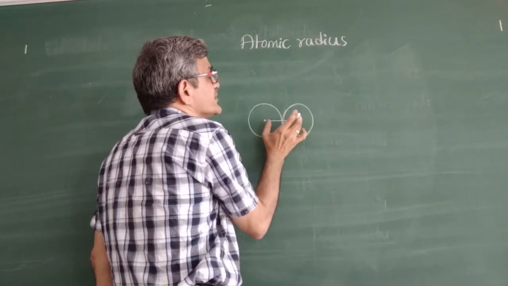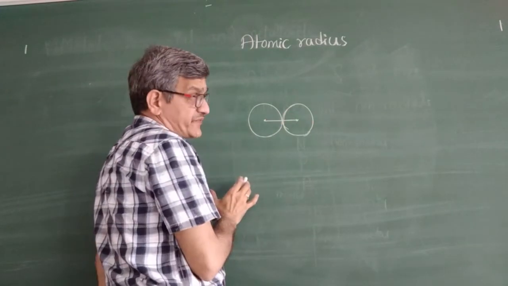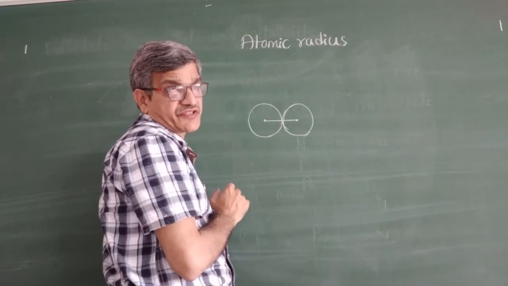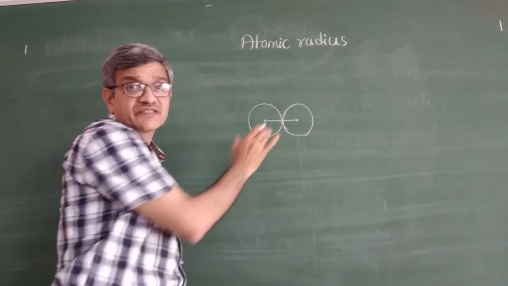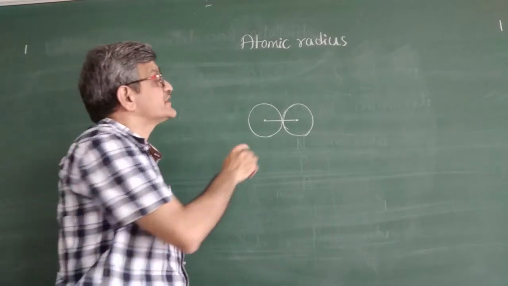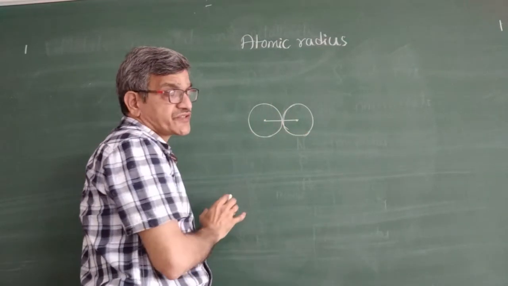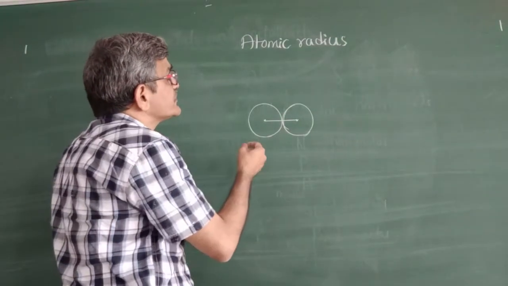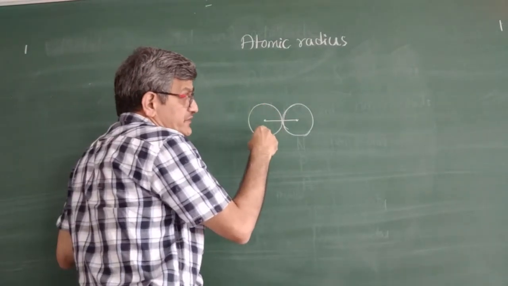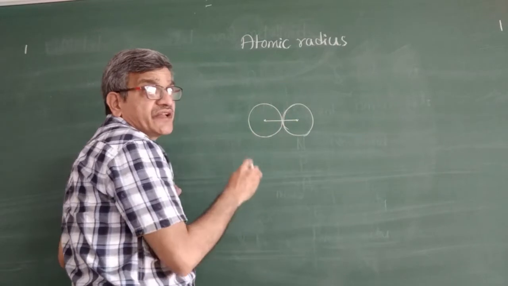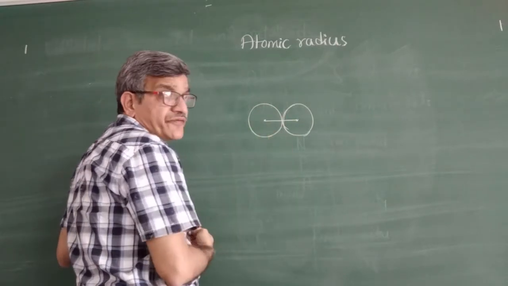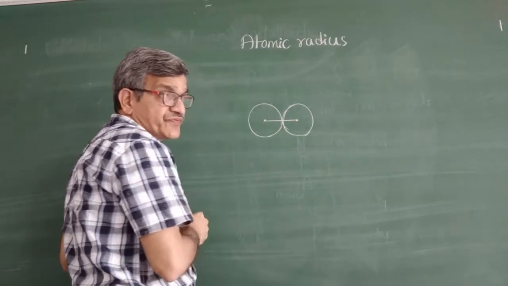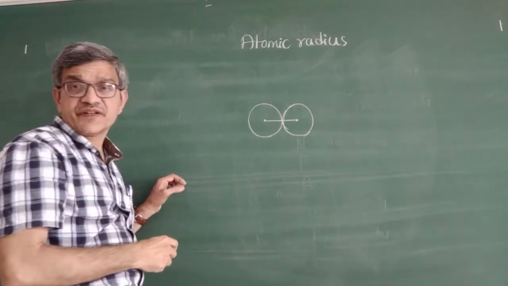Now we can measure this distance because it is a little larger, and the distance divided by 2, half of the distance between the two covalently bonded atoms, single bond, not a double bond. Single bond covalently bonded, half of the distance is known as the atomic radius. Electrons are moving around the nucleus, and we can't judge exactly where the electrons are. Therefore, half of the distance between the two nuclei which are covalently bonded is considered as the atomic radius.